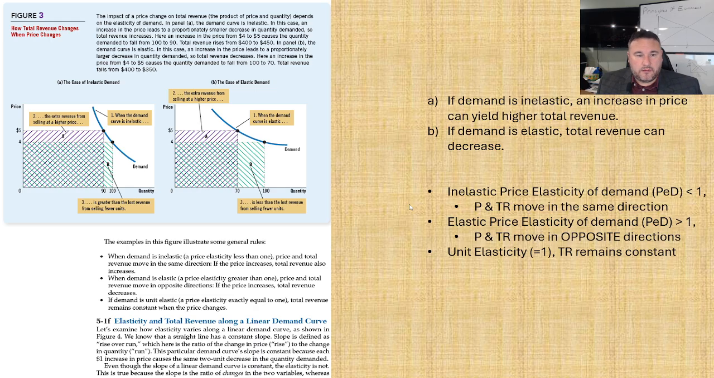So inelastic price elasticity of demand, or inelastic PED, less than 1: price and total revenue move in the same direction. Elastic price elasticity of demand, or PED, greater than 1, means price and total revenue move in opposite directions. Then unit elasticity, total revenue is going to remain constant.